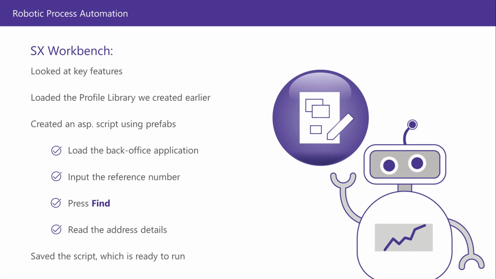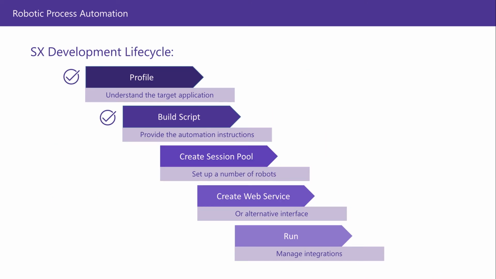Okay, so we've looked around the Workbench and looked at its key features. We used a profile library to build our automation. We saw how to start writing the script in ASP and make use of some reusable code known as prefabs for rapid development. The automation was written so it would load the back office application, input the reference number, press find, retrieve the address details and display them back in the web form. So that is the development complete. We've profiled and then written the script.